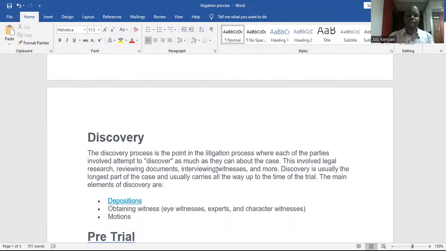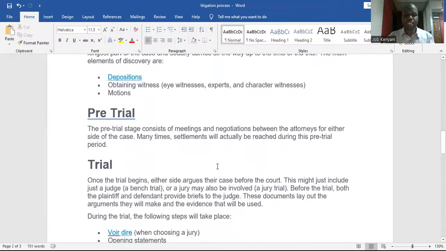Then we have pretrial. What happens at the pretrial stage? The pretrial stage consists of meetings and negotiations between the attorneys for either side of the case. Many times, settlements will actually be reached during this pretrial period. Then you have the real trial. Once the trial begins, either side argues their case before the court.